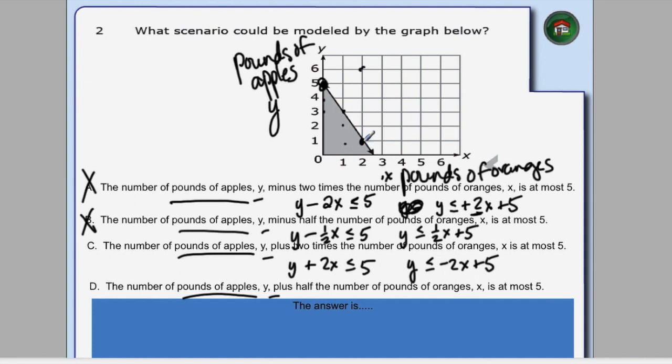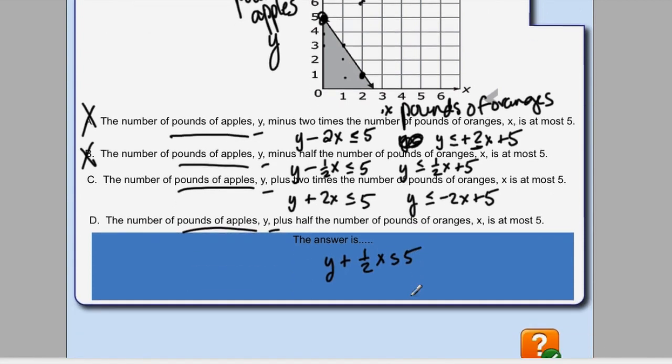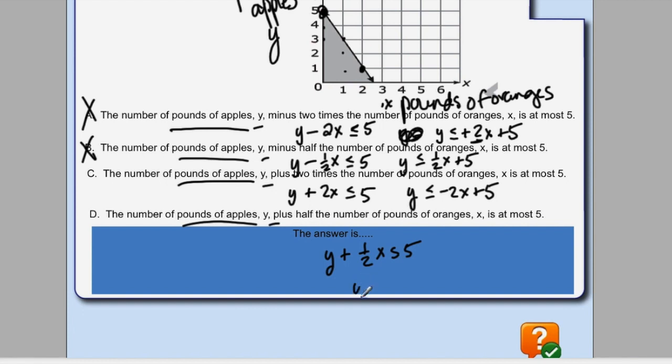It doesn't look like it crosses there, but that could just be part of the graphic being wrong. But just to be on the safe side, let's check D. Y plus half the number of oranges, x, is at most 5. So if I subtract that, I get negative 1/2 x plus 5. And if I start at 5 and I go down 1, right 2, I know that's not correct. So C is the right answer there.